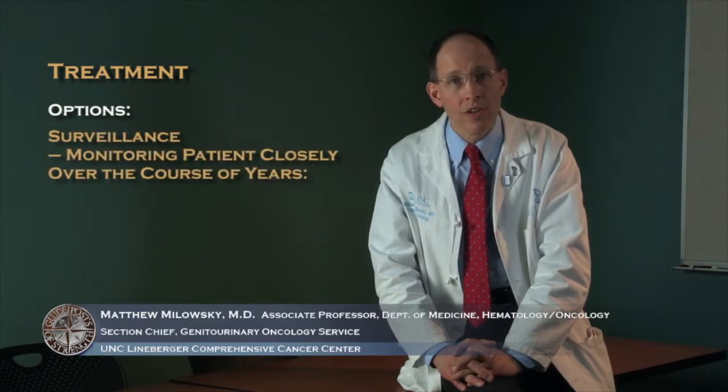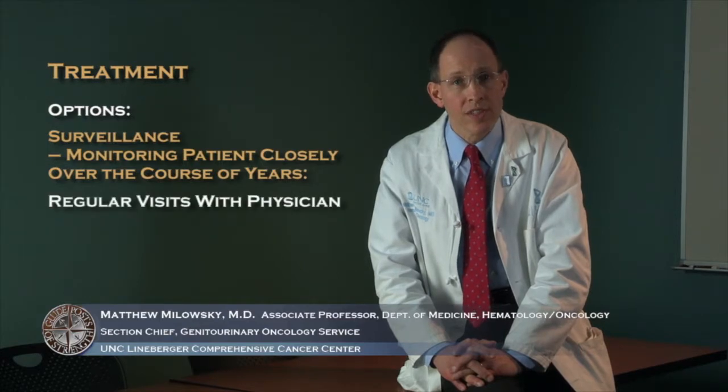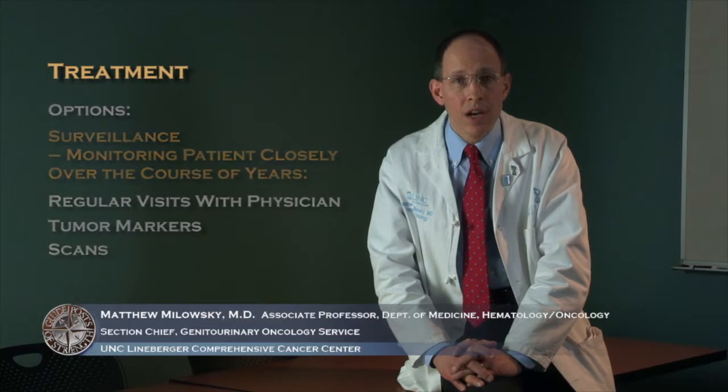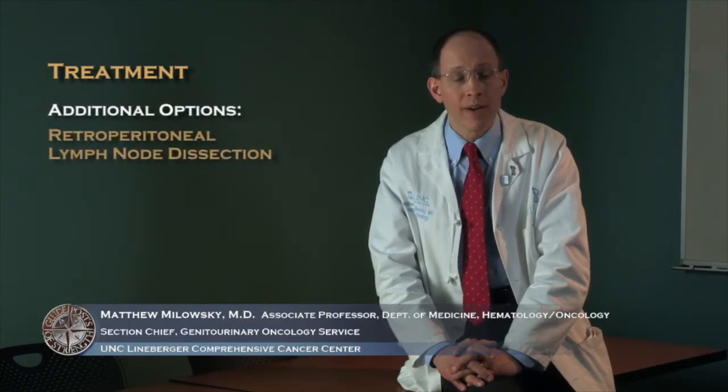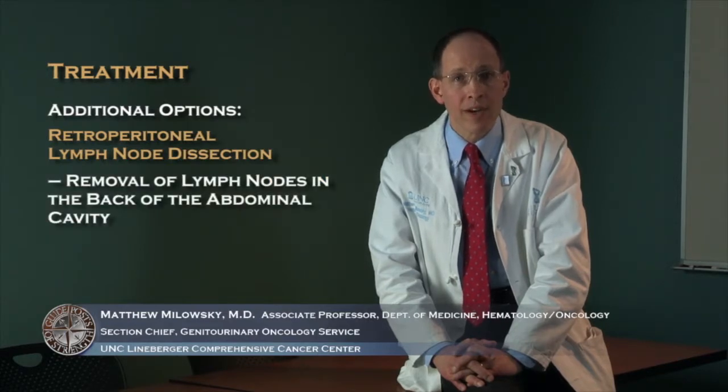Options may include the use of surveillance, that is monitoring the patient closely over the course of years with serial visits with your physician, tumor markers and scans. Additional options include what is referred to as a retroperitoneal lymph node dissection, removal of the lymph nodes in the retroperitoneum or back of the abdominal cavity.